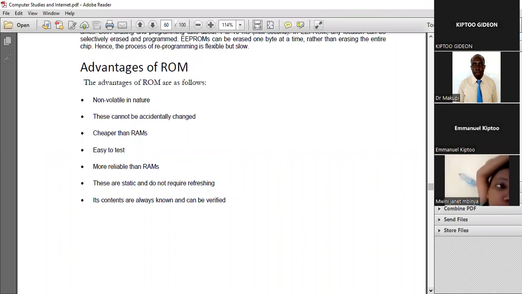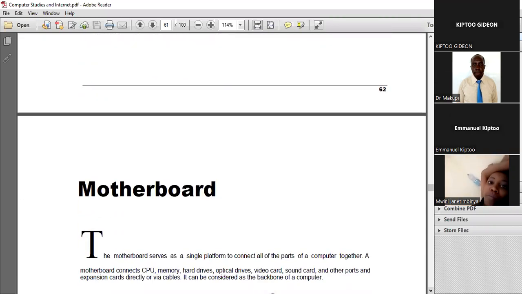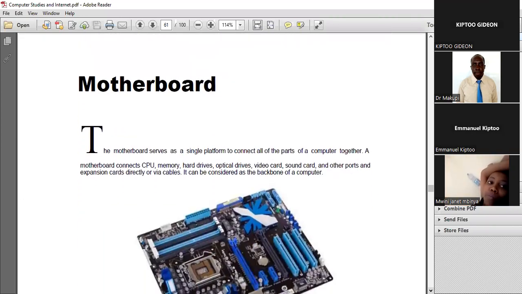They are cheaper than RAMs, easy to test, and more reliable than RAMs. So, you know, the reliability aspect is coming in from the nature of it, that it cannot lose its data easily, and the others. So this takes me to something known as a motherboard.